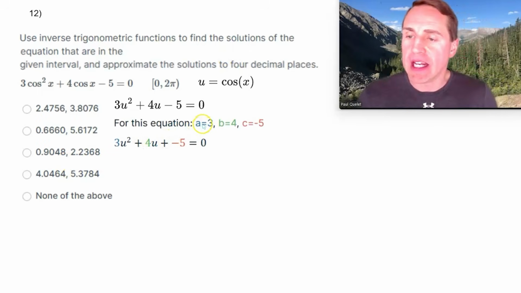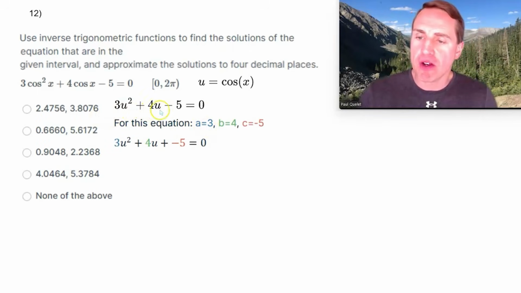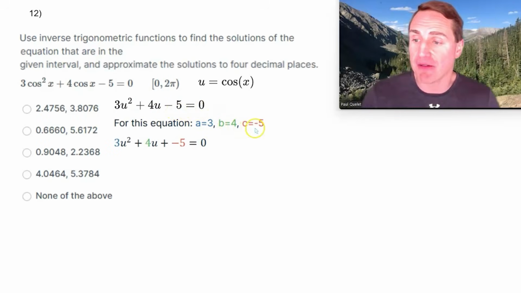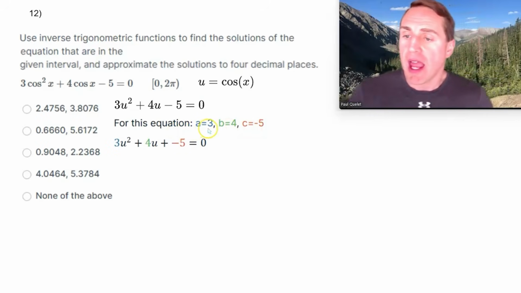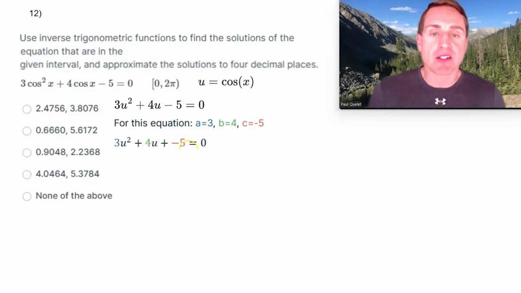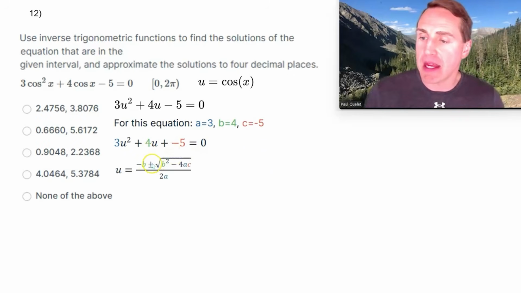So the leading coefficient a is equal to 3, the middle coefficient b is equal to 4, and the final coefficient, which is the constant term, c, is equal to negative 5. Hopefully you remember the quadratic formula, it looks like this: negative b plus or minus the square root of b squared minus 4ac, over 2a.